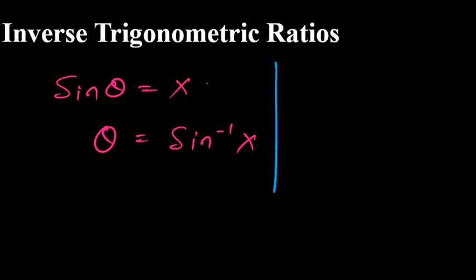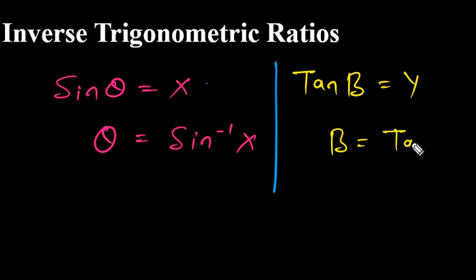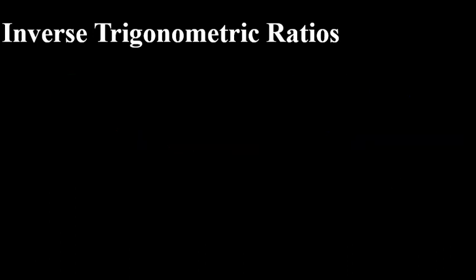For example, now if you have tan of angle B is equal to y, then how can you find the angle B? B is equal to tan inverse y. Good. Now let's try to solve some questions so that will help you to understand.